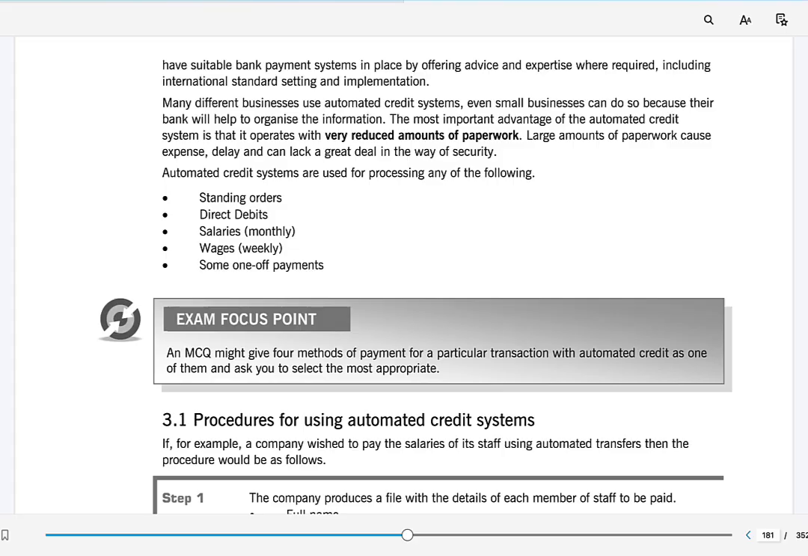Sometimes payments happen automatically, and staff may not notice immediately unless they check the bank statement and reports. So what controls are needed? Control 1. Only authorized people should be able to set up automated payments.